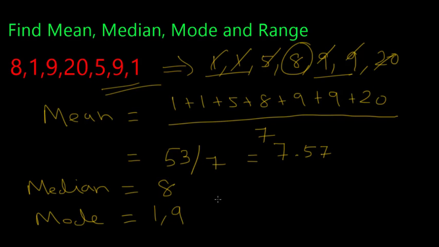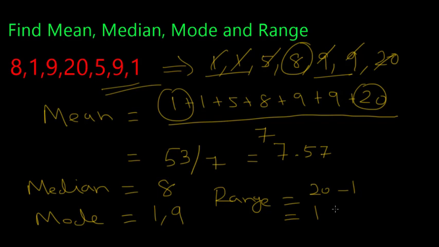And range, we know highest number minus lowest number. So just 20 minus 1, 19.